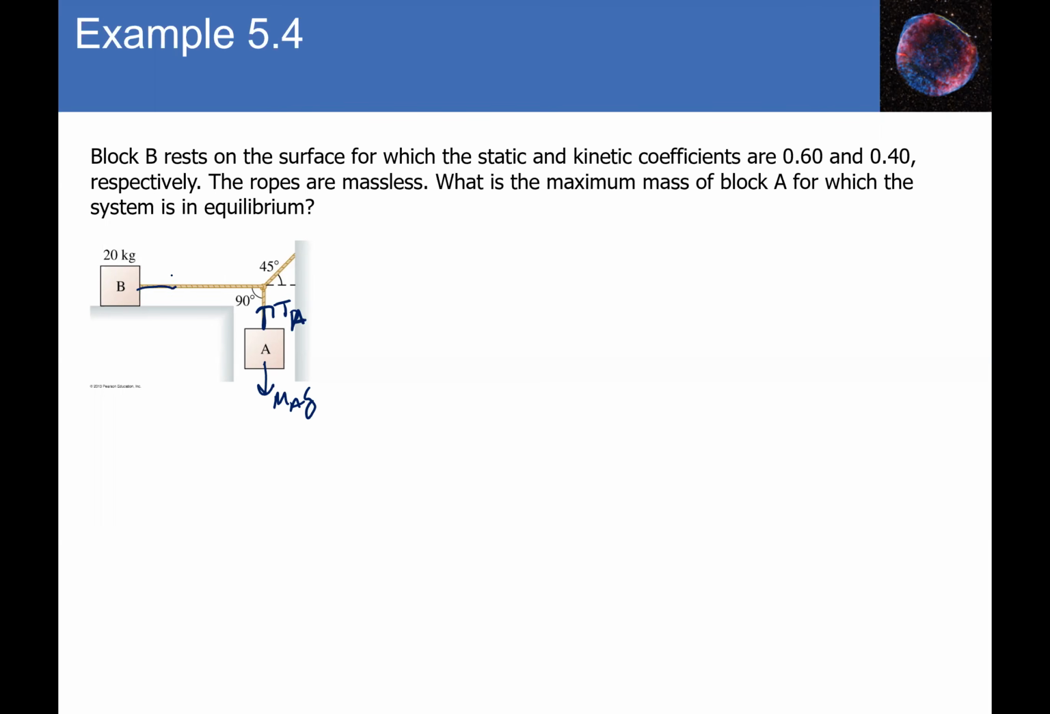And then B has TB acting on it, okay? But there is now also a friction. There's a static friction acting on block B to keep it from accelerating. All right, so this is what we have: the system in equilibrium. And the question is, if this is 20 kilograms, what should be the value of mass of A? What should it be so that the system is not accelerating, but indeed is in equilibrium?